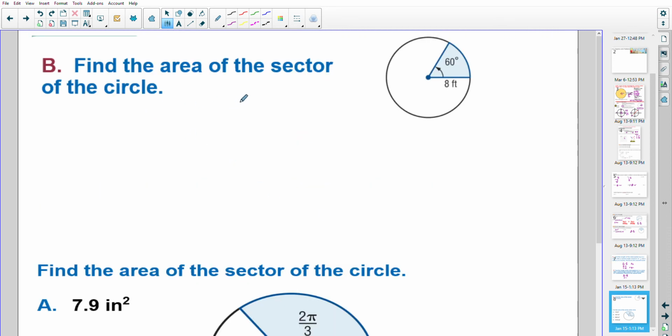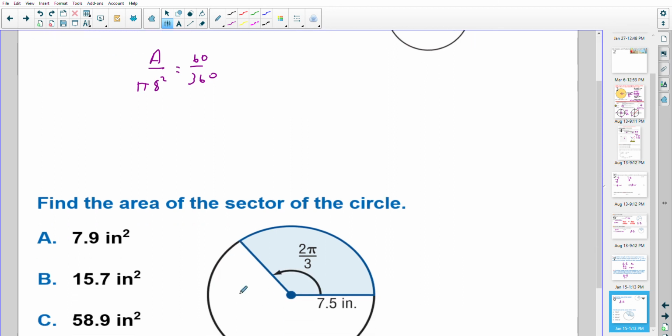A couple more problems. Find the area of the sector. So what I'm looking for here again is the area of the sector. I always like to start with the unknown is equal to. A over pi 8 squared equals 60 degrees over 360. The benefit of this is you don't have to worry about always using radians. You just need to know it's over degrees. And then you would go ahead and solve for A.